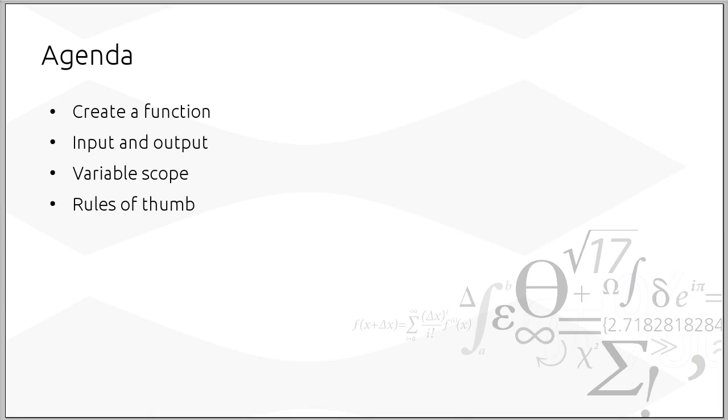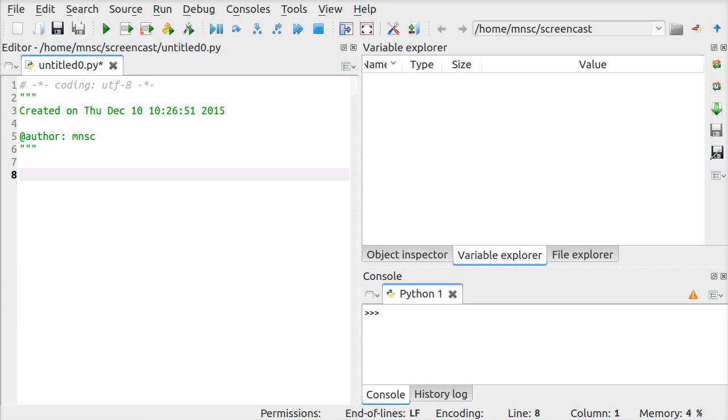Hi and welcome to this screencast on functions. Today I'm going to tell you how you create a function and how you work with input and produce outputs. I'm going to talk about variable scope and give you some rules of thumb when to encapsulate your code into a function. Creating a function in Python is quite easy.